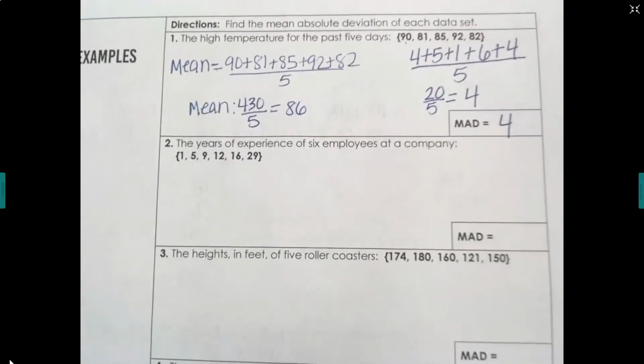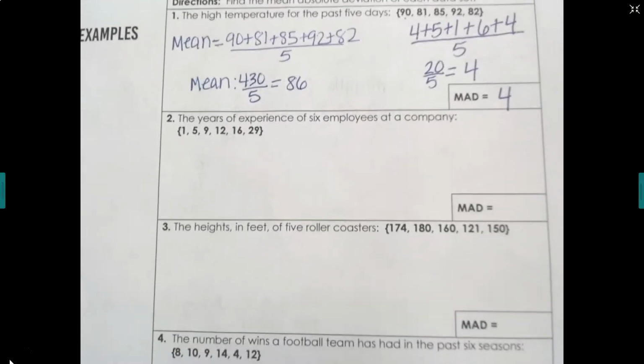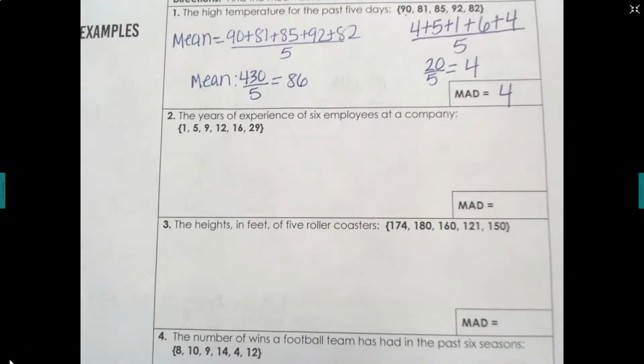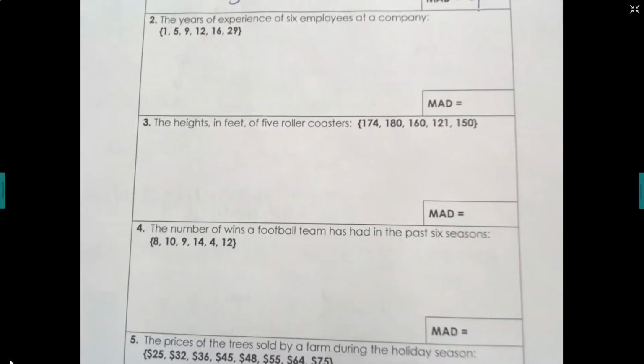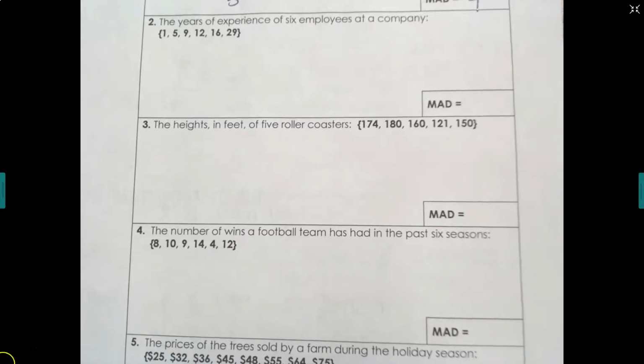All right, what I would like you to do is try number 3 on your own. Try it all the way out, add them up, find the mean, and find out how far apart each of them are from the mean. And then take the average again, and then come back and check with me.